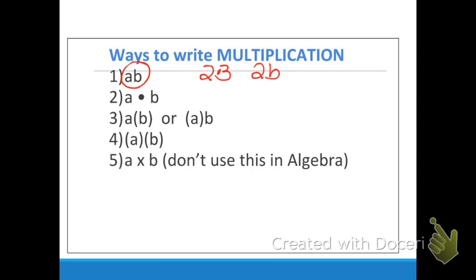Okay, we can also write it with a dot, which particularly works for numbers. That one you're used to. Number 3, you're probably not super used to. But if you ever see a number right next to parentheses, that means multiply what's on the outside times what's on the inside.